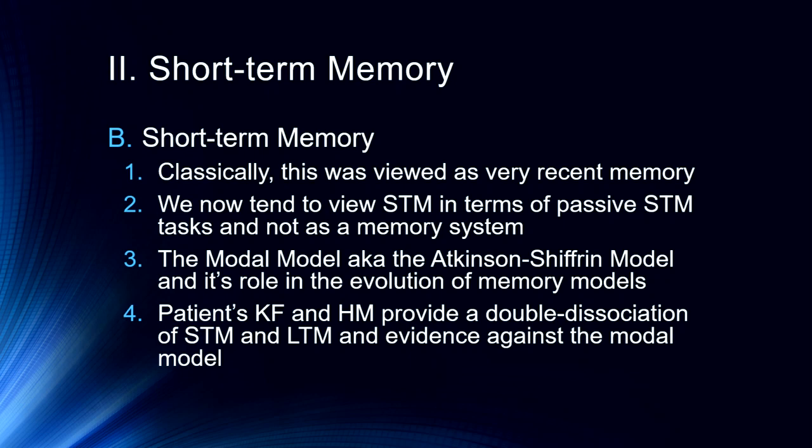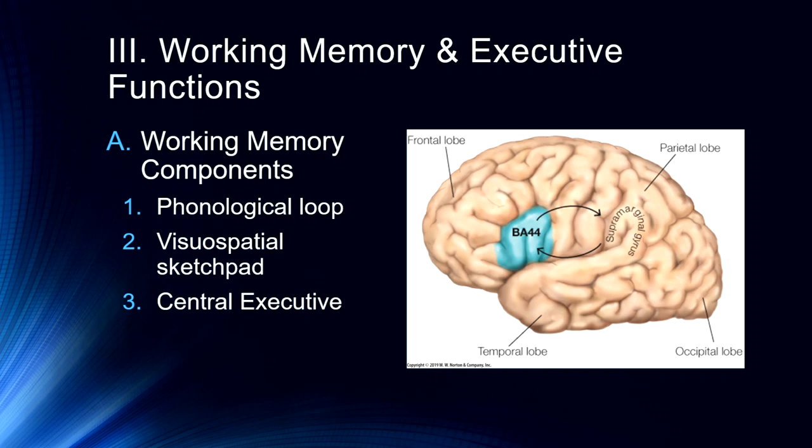So that gets us then to working memory. This is a model that was really established by Alan Baddeley. It has three major components that we talk about: the phonological loop, the visual spatial sketchpad, and the central executive. If you're interested in lots of detail on these, I refer you to my online lectures. I have a lecture on the phonological loop and a lecture on the visual spatial sketchpad.